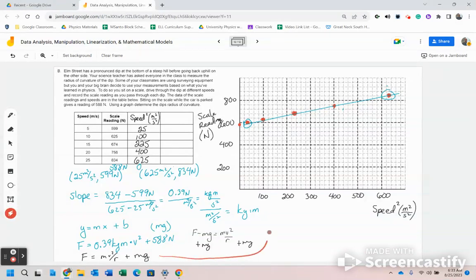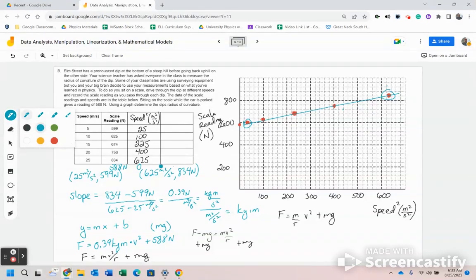I'm going to take this expression and bring it over here so it's a little bit easier to see. So we have force is equal to m over r, which is our slope, times v squared, which is our x value, plus mg. We can see that Newton's second law relates directly to this graph the following way. y is the scale reading, the slope is the quantity m, mass over the radius, x is your speed squared, and the y-intercept is mg.